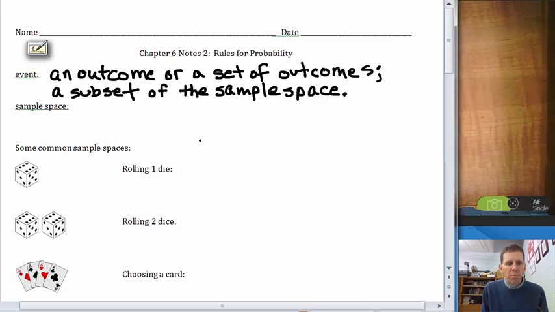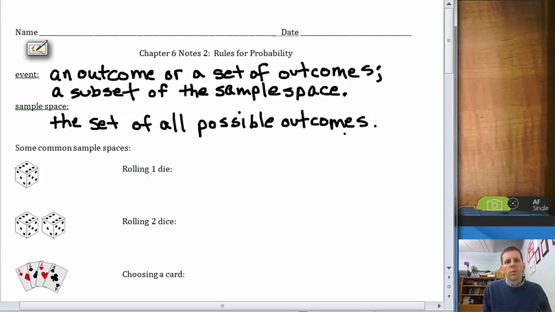Now, what exactly is the sample space? Well, the sample space is the set of all possible outcomes. Again, when we looked at rolling two dice last week, when you took every single possible combination of two dice rolls, that made up the sample space. So today we're going to take a look at some common sample spaces and talk about how you express these different results.